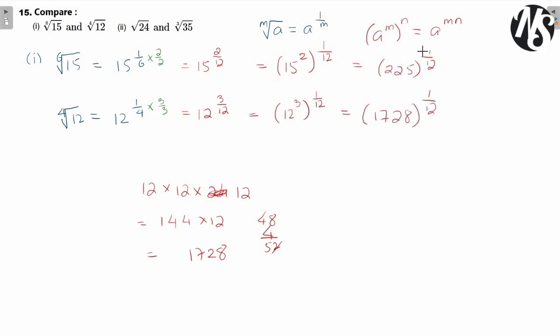Now here also the power is 1 by 12, here also the power is 1 by 12. So the base is 225 here and the base here is 1728. Now which one is more? Obviously this one is more, isn't it? So that's why at last we have to write that 225 to the power 1 by 12 is less than 1728 to the power 1 by 12, which means, now how much is this actually?